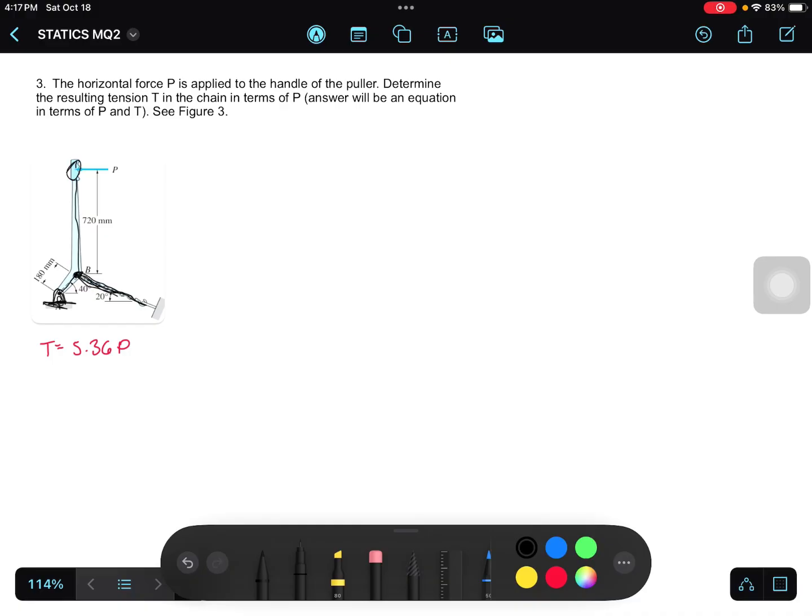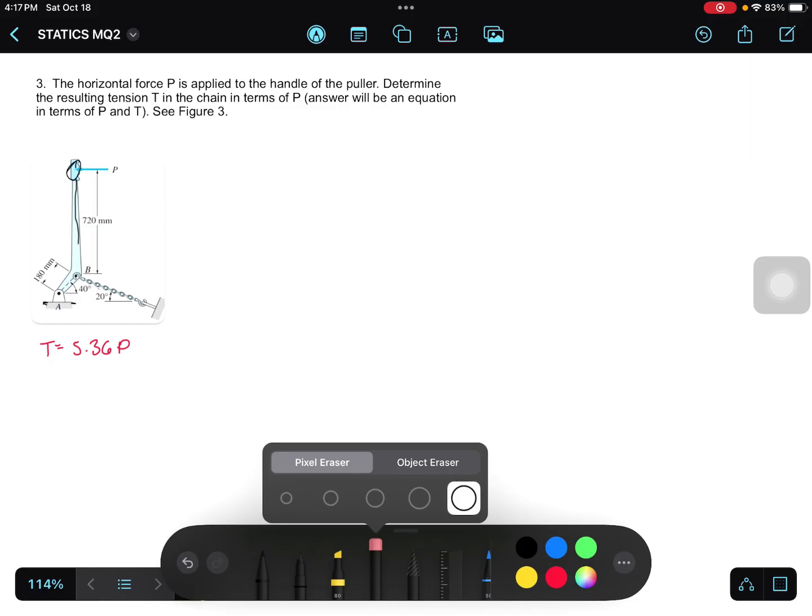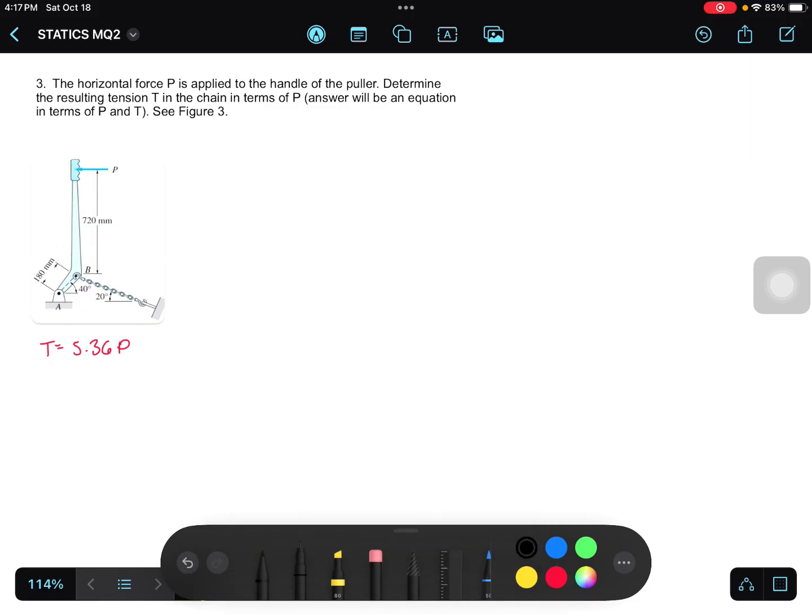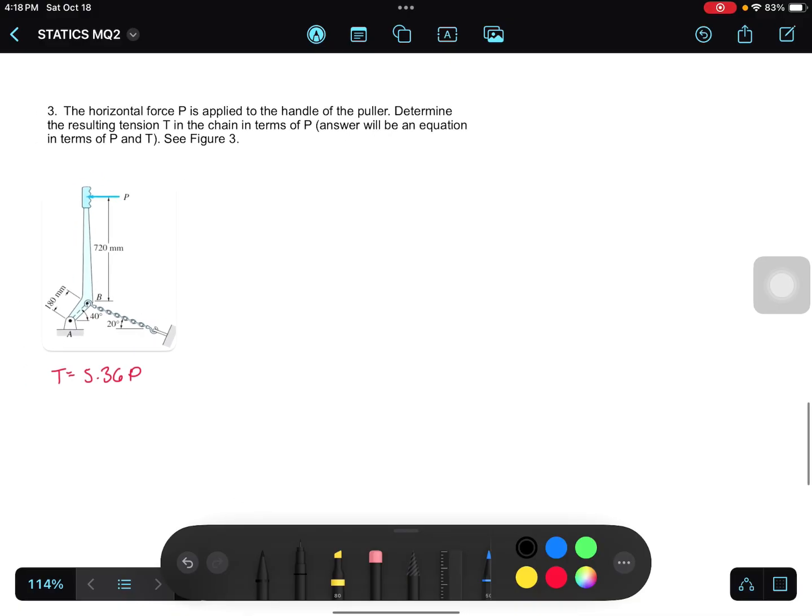So since chain yung nasa point B, ang reaction na mabibigay lang niya ay tension. And then sa point A, since hinge connection siya, it can provide a horizontal and vertical reaction. And our applied force is P. Itong P, no?